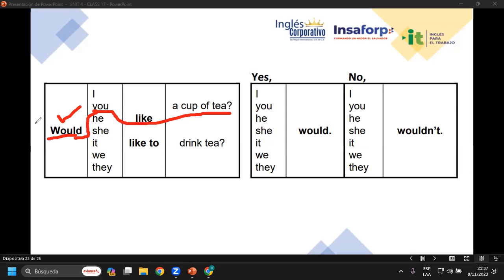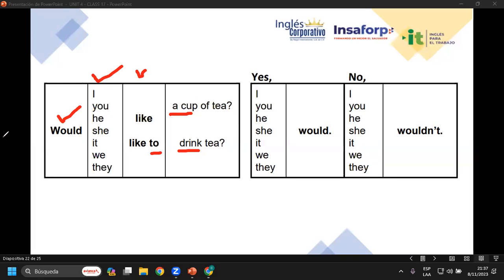¿Qué necesito primero? Would. Después de would, el modal verb. Exactly. Luego, ¿qué necesito? Subject. Luego el verbo. Like. Y aquí depende. Si sigue con un noun, solo like. Si sigue con un verbo, would like to.